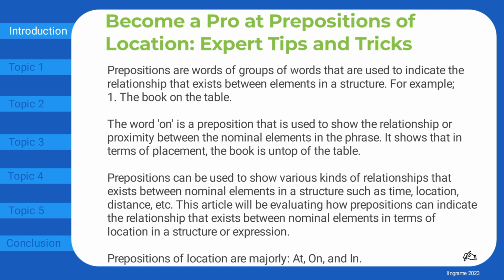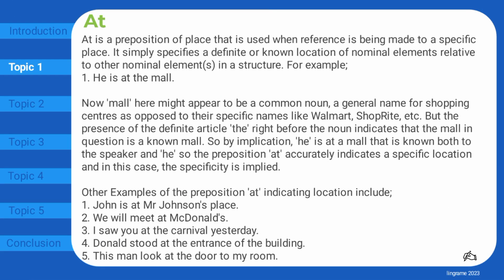Prepositions of location are majorly at, on, and in. At is a preposition of place that is used when reference is being made to a specific place. It simply specifies a definite or known location of nominal elements relative to other nominal elements in a structure. For example, he is at the mall.